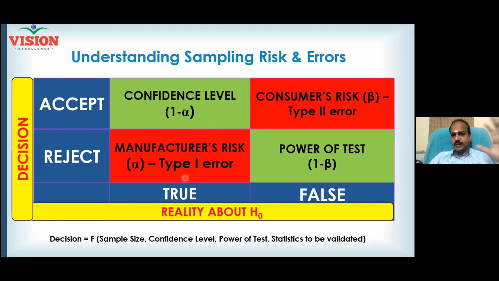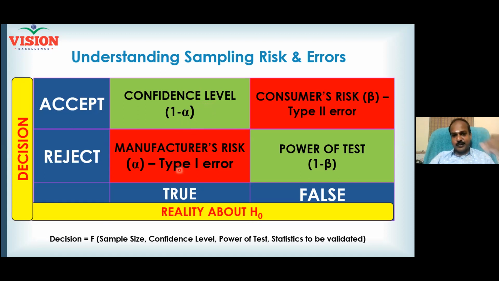I can understand you are a human being. I can understand you will have limitation. 5% of the time, you reject my good product. But 95% of the time, you must accept my good product. Am I right? Yes, sir. So the balance of 5%, which is 95%, is called confidence level. Confidence level means you accept the right product correctly.